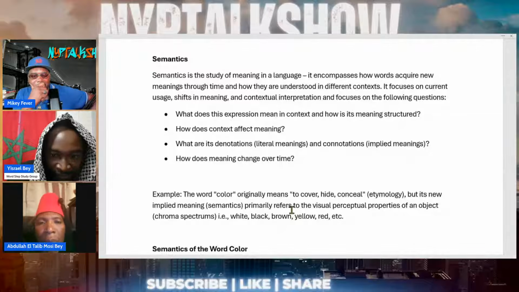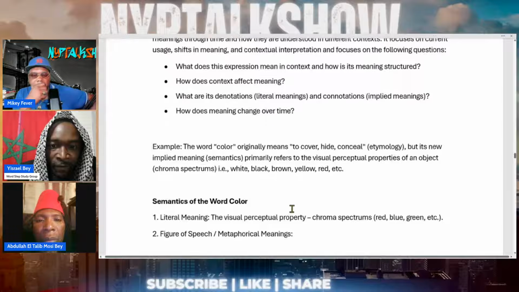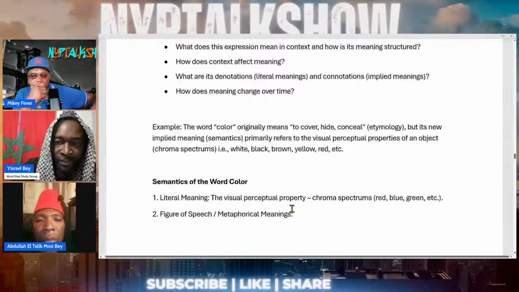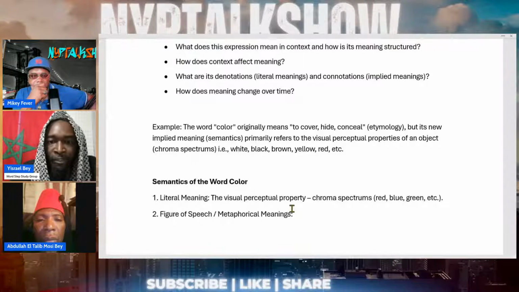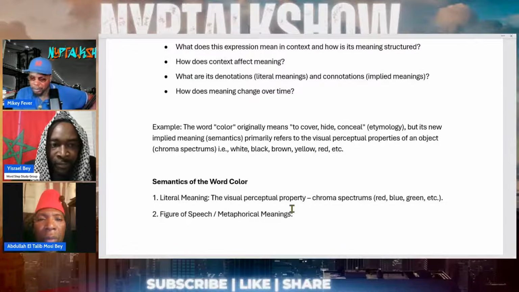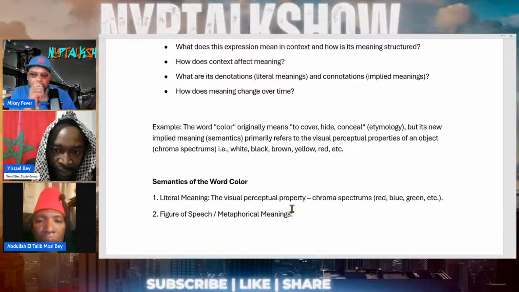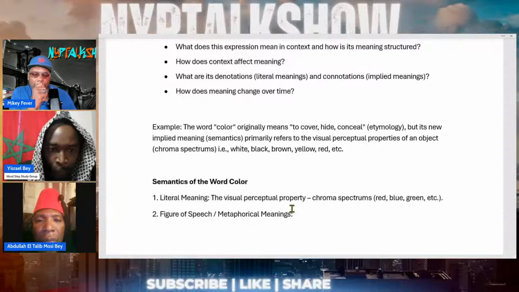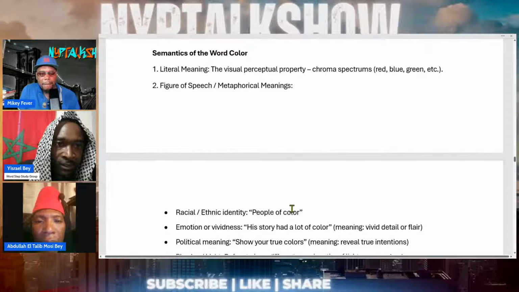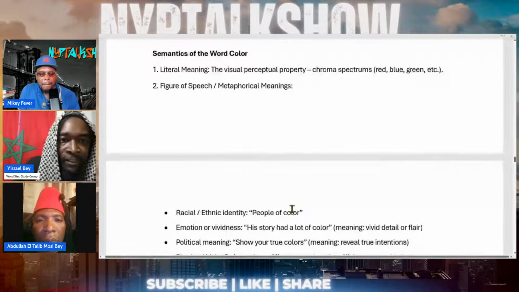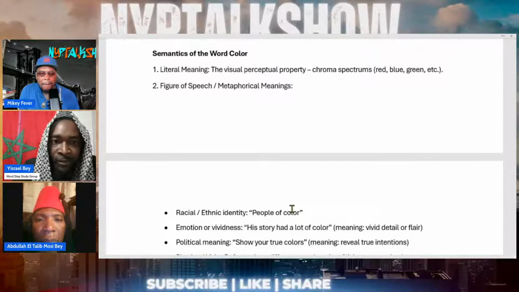So we have an example. The word color originally means to cover, hide, conceal. That's etymology. But its new implied meaning, semantics, primarily refers to the visual perceptual properties of an object, chromospectrums, i.e. white, black, brown, yellow, red, etc. So the semantics of the word color, the literal meaning, is the visual perceptual property, chromospectrums: red, blue, green, etc.